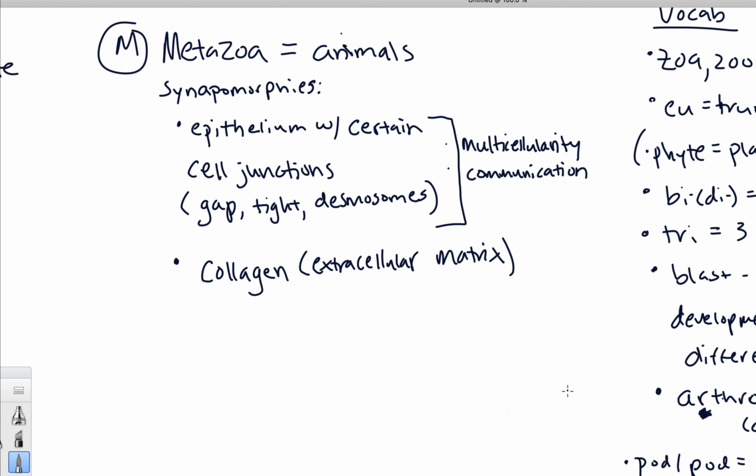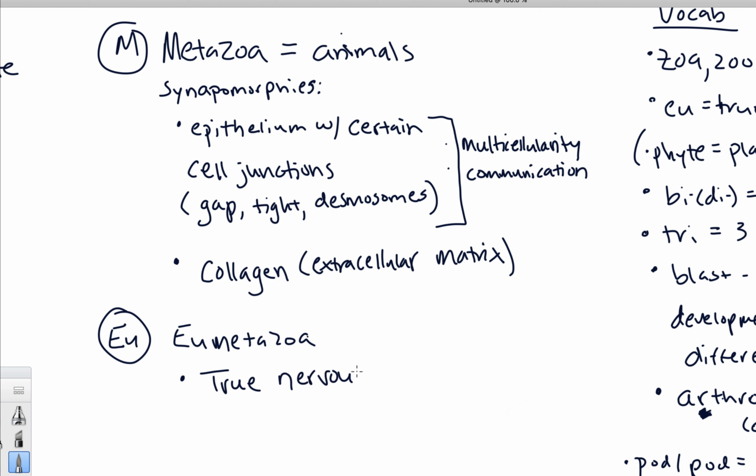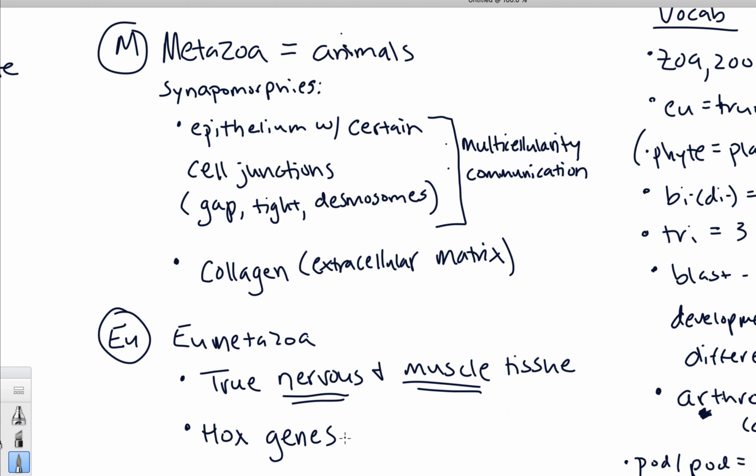And like I said though, when we get to the Eumetazoa, it has the other two animal specific features: true nervous and muscle tissue. These are only in animals. Really important. Metazoa also has Hox genes, which we don't see in all the other groups.